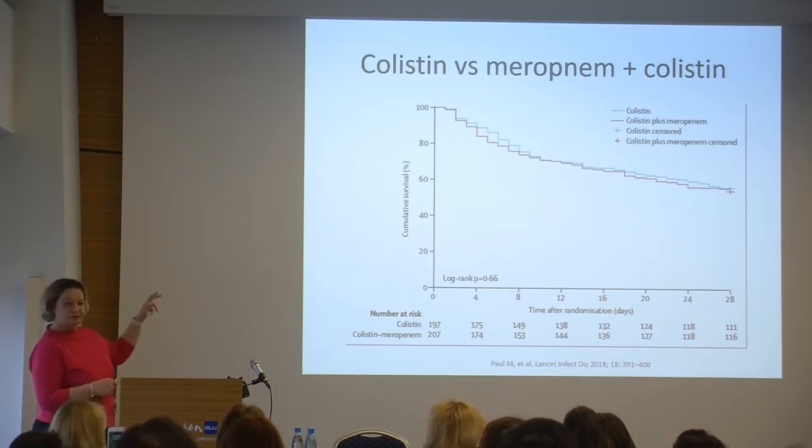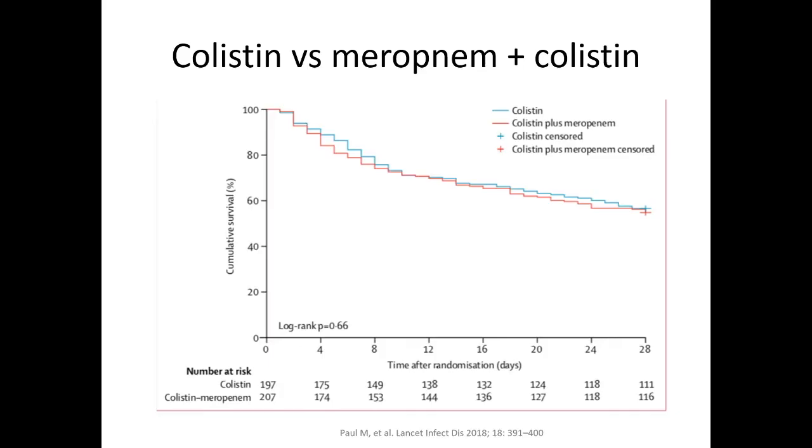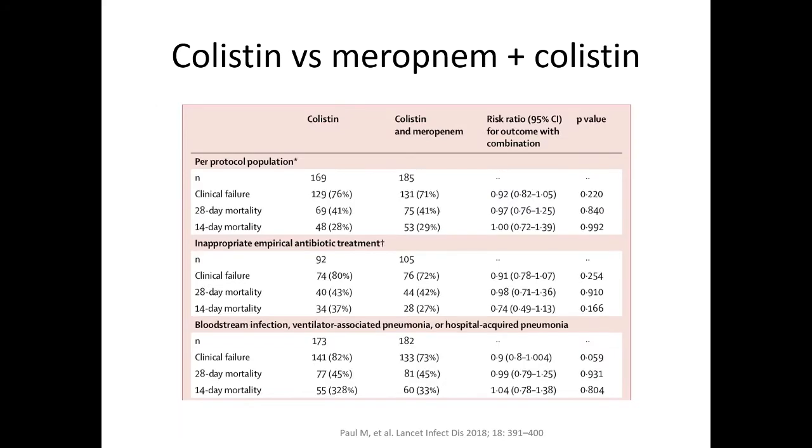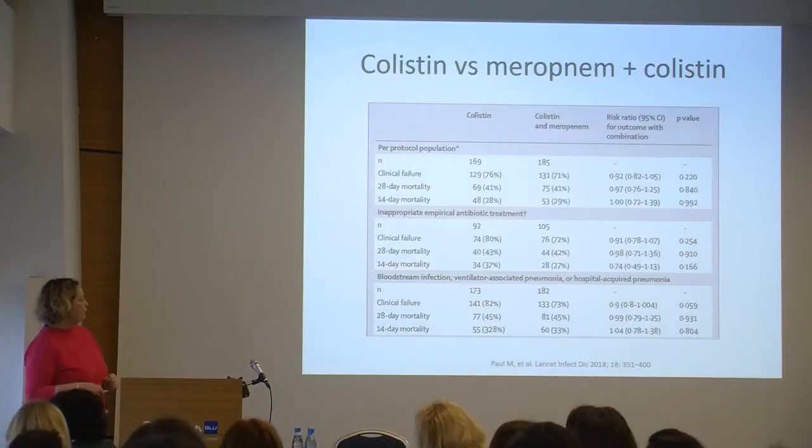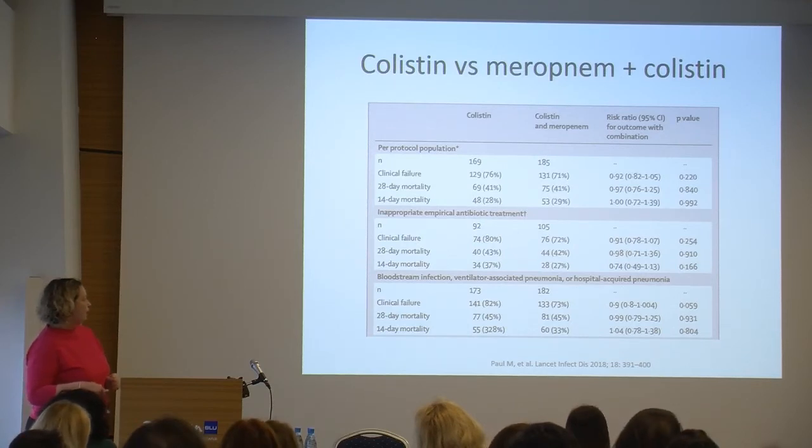They also looked at the other bacteria, which were less prominent, but there were also no changes. The numbers were too small to even show a difference. In the beginning there was some difference, but at the end you can see that the curves come together. So per protocol, you see that there is no difference. The 28-day mortality was the same. Even in the groups which got the wrong empirical treatment, the 42-day, 28-day and 14-day mortality was approximately the same. And in bloodstream infection, VAP, and hospital-acquired pneumonia, the differences were not significant.